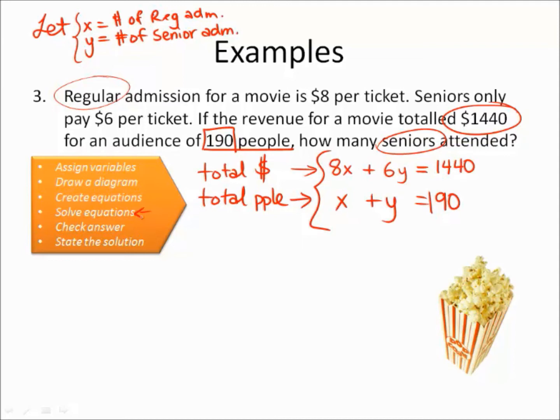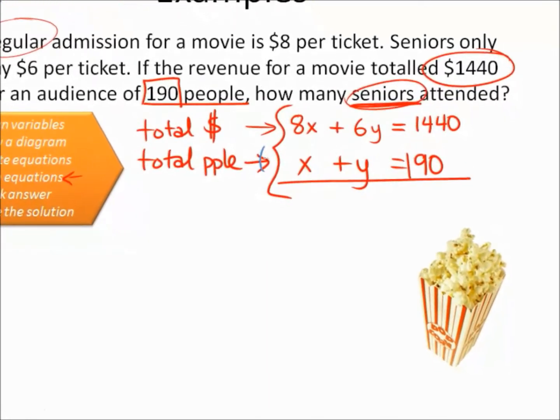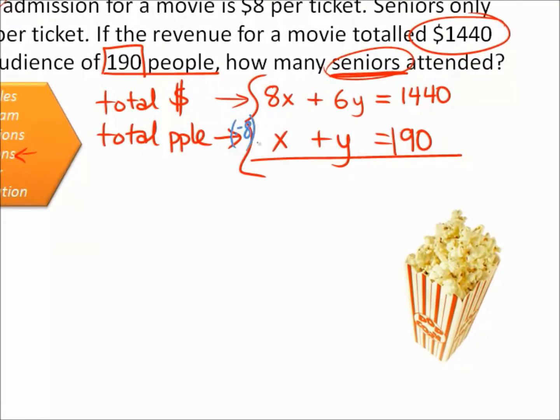You could use substitution, you could use the addition method. Notice that we want to find out how many seniors attended. So we really want to find out Y. Therefore, we could use the addition method to eliminate our X values. So, if we want to eliminate the X values, we want to multiply the bottom equation by -8. Multiply everything by -8, you get -8x minus 8y, and the 190 becomes multiplied by -8, which is -1520.